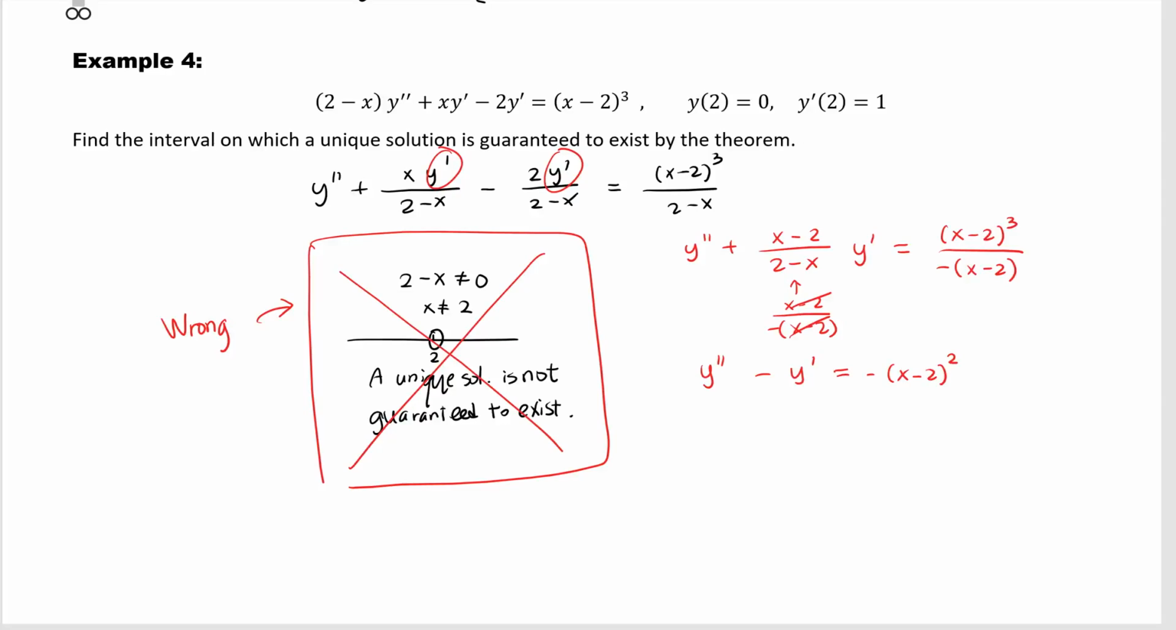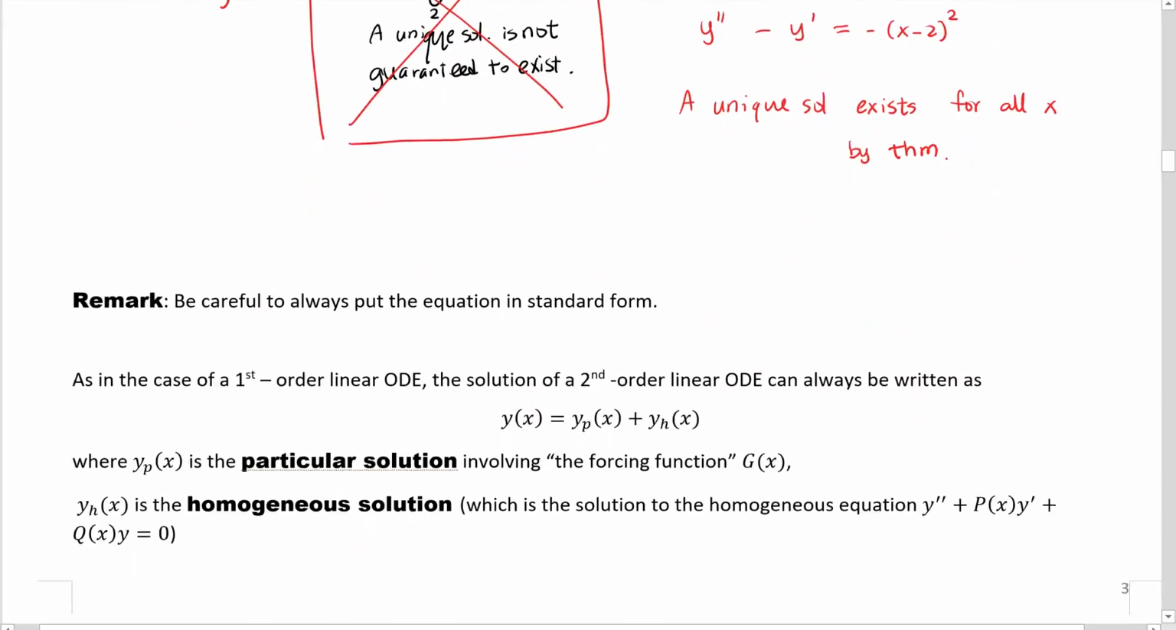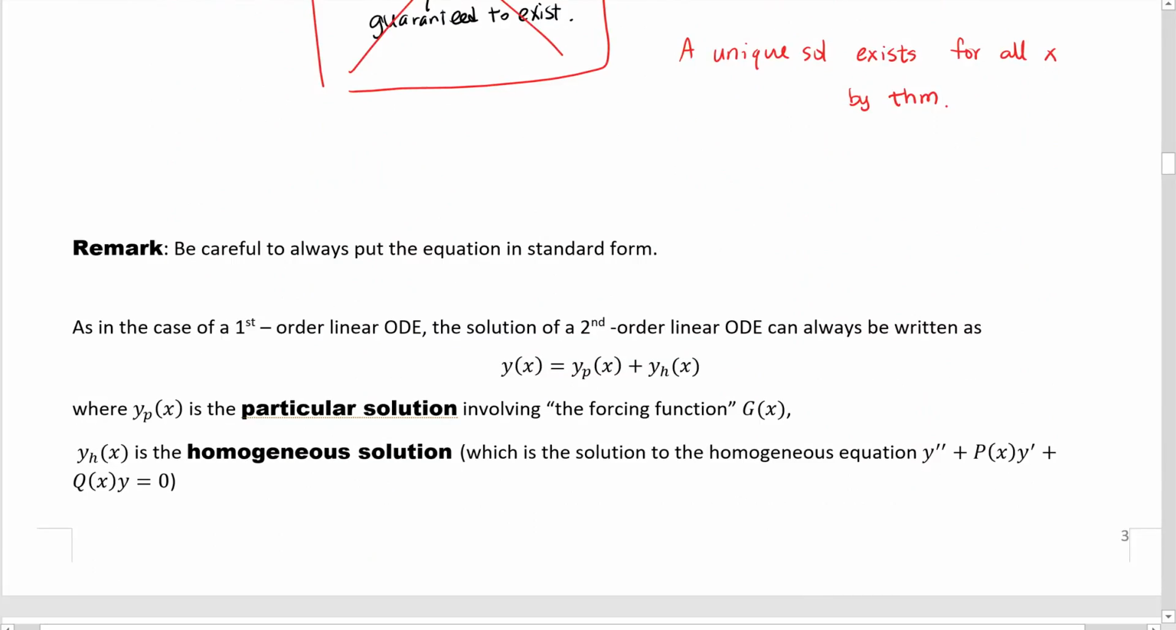Okay. All right. So that's why the coefficient is actually continuous everywhere. So that's why a unique solution exists for all x, by the theorem. Okay, very good. So we mark, be careful, always put the equation in standard form.